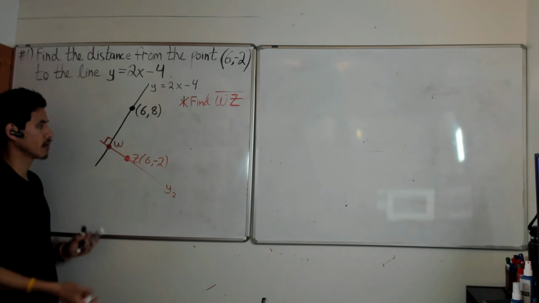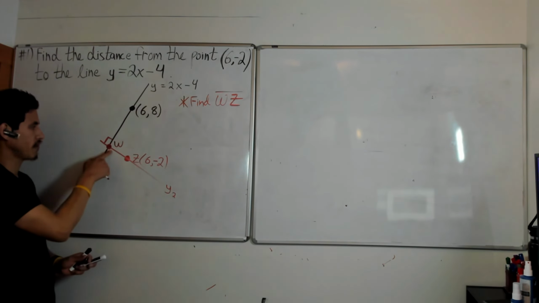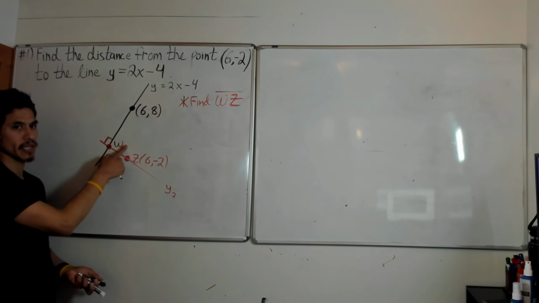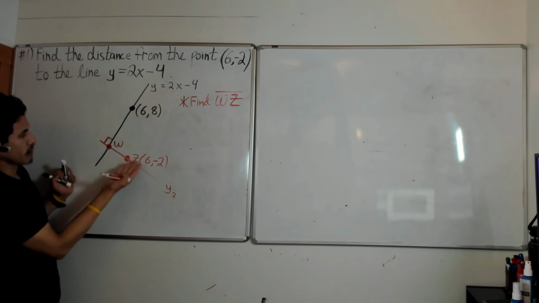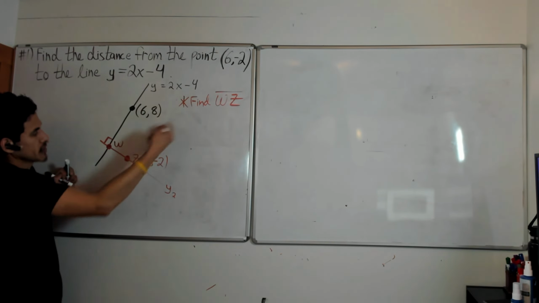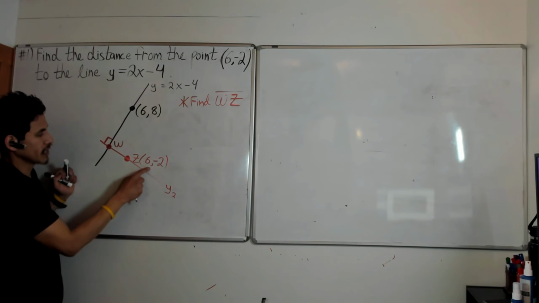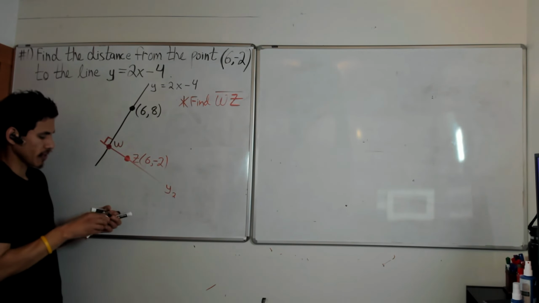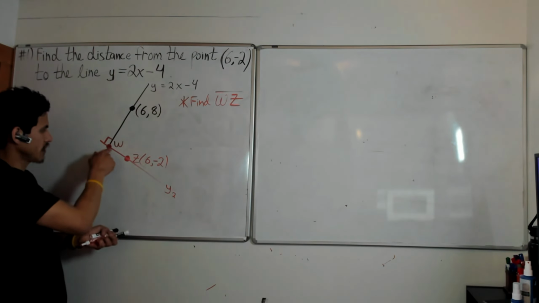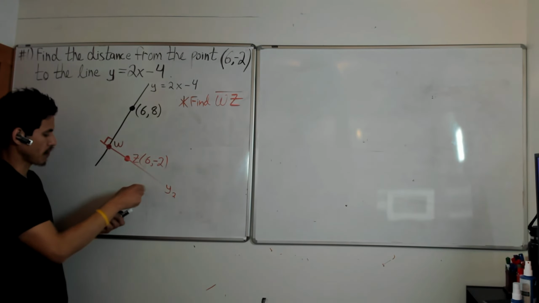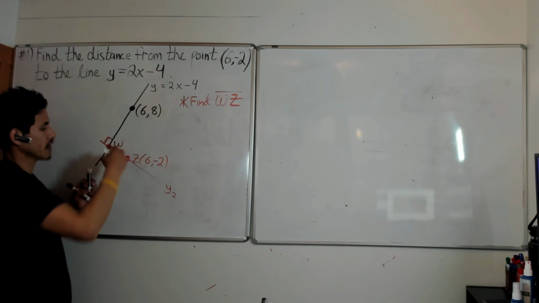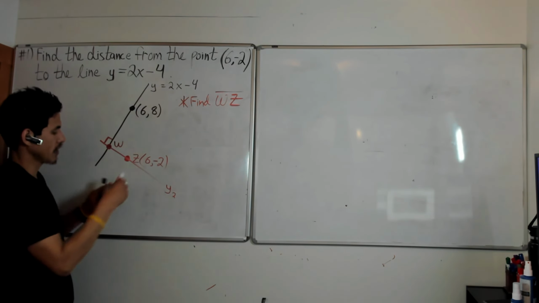So ultimately, your goal is to find the length of WZ. That's your ultimate goal. Now, we need to find where the point W is located, because we can't find WZ unless we know where W is located, and we can start off by knowing that Z is at (6, -2).